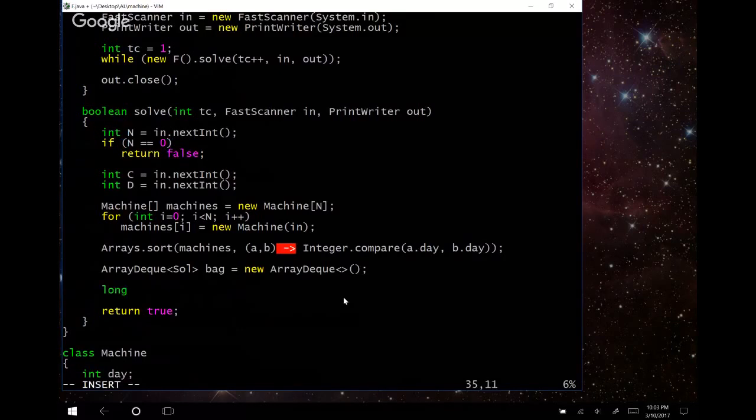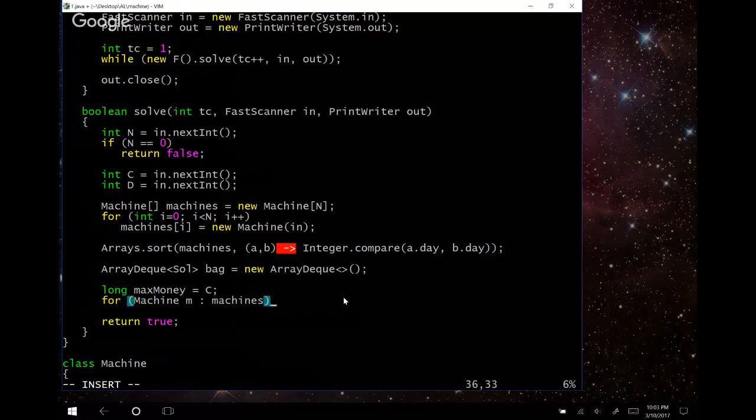What I'm going to do is keep a variable that tells me what's the max money I can earn. So the max money I could earn is C. This is just the money I was given initially. I might be able to earn that. And that's it. I'm just going to run through my machines one at a time in order by days.